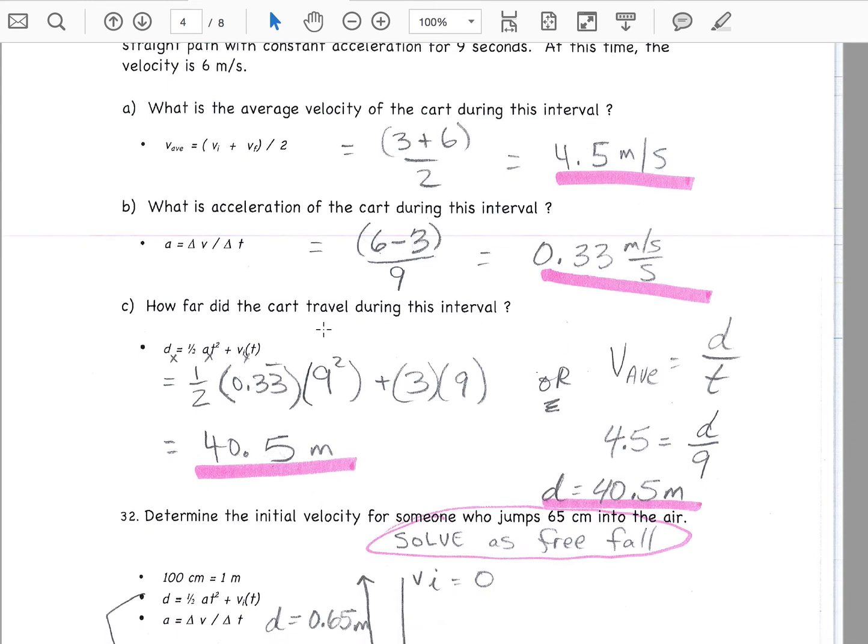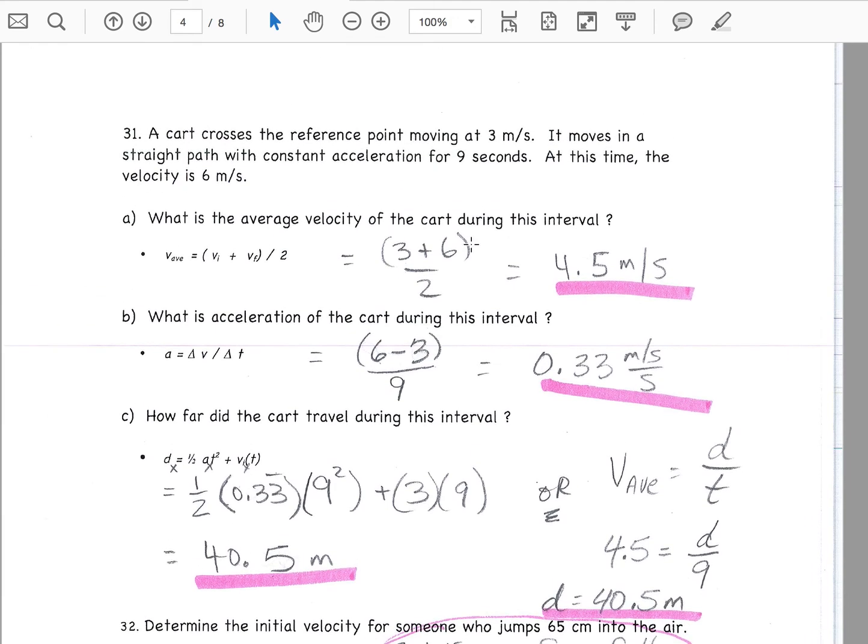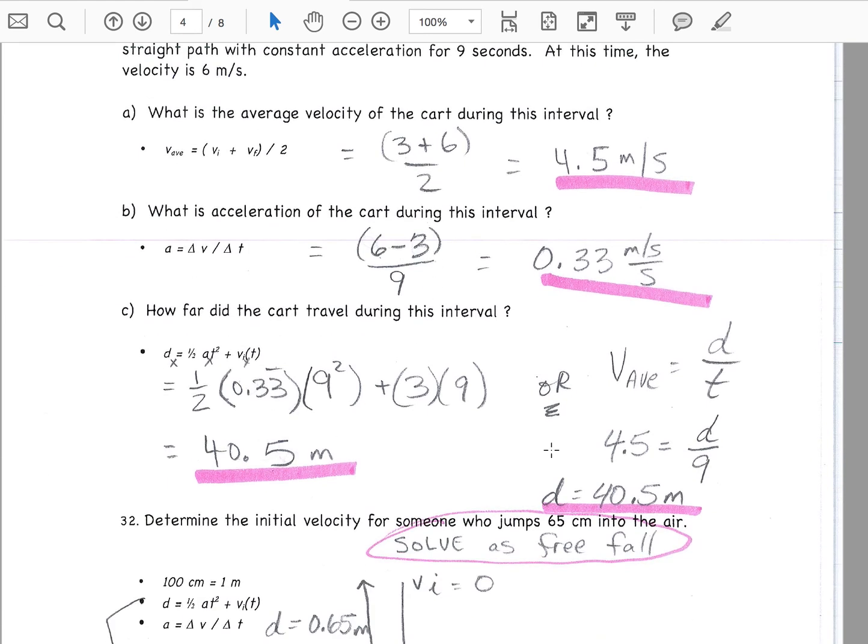Now the distance, you got two options here to find the distance. You can use our distance formula. Just remember it did have an initial velocity, so it wasn't starting from rest. It was moving when it crossed the reference point. So be careful. Now the other way, remember, if you know the average velocity, that's going to equal distance over time. So we could use that average velocity to get the distance as well. So 2 ways to get the same answer on that.